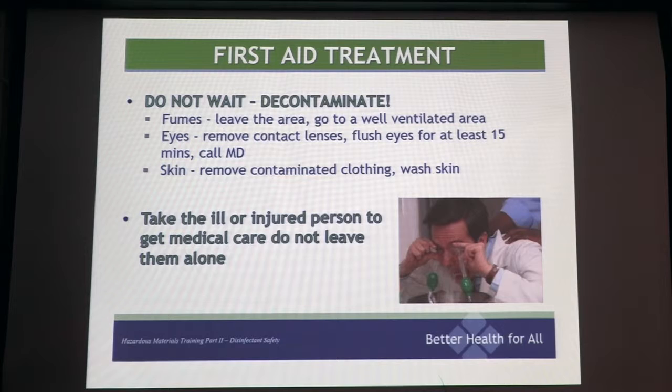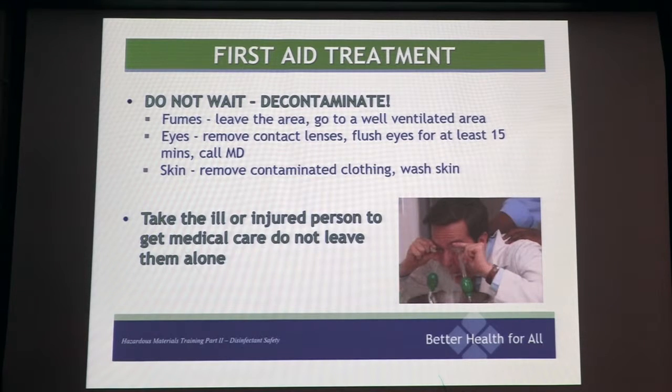How to treat if you are exposed to chemicals. If you're in fumes, get out of the fumes. Ventilate the area. Chemicals in the eyes: remove contact lenses. Flush eyes for 15 minutes. Skin: remove contaminated clothing and wash the skin.